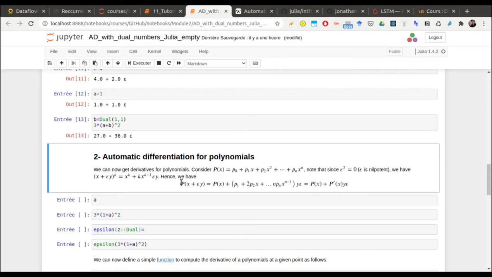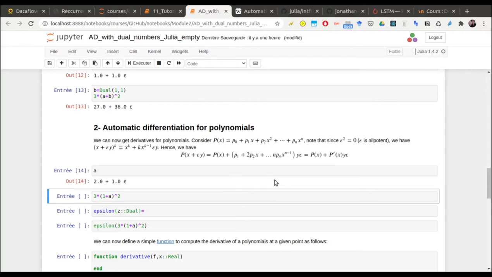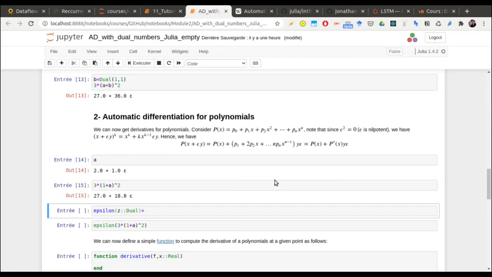Okay? So if you apply this formula to this polynomial, you obtain the polynomial applied to a dual number. The value of it is the polynomial itself applied to the value of this. And the second part here is exactly the derivative of the polynomial, p prime of x times y times epsilon. Okay, so let's check this.